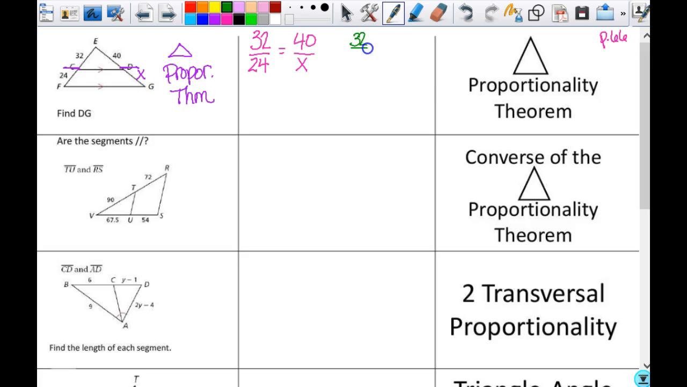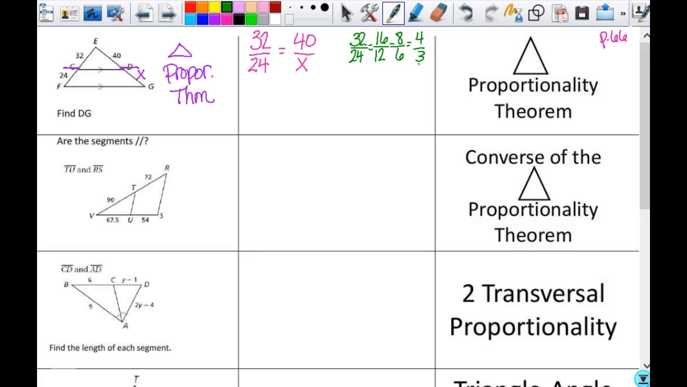So I'm going to come over here and do 32 over 24. If I divide them both by 2, that's going to give me 16 over 12. Can I reduce again? Yes. I can make that 8 over 6, and then that reduces to 4 over 3. Okay?